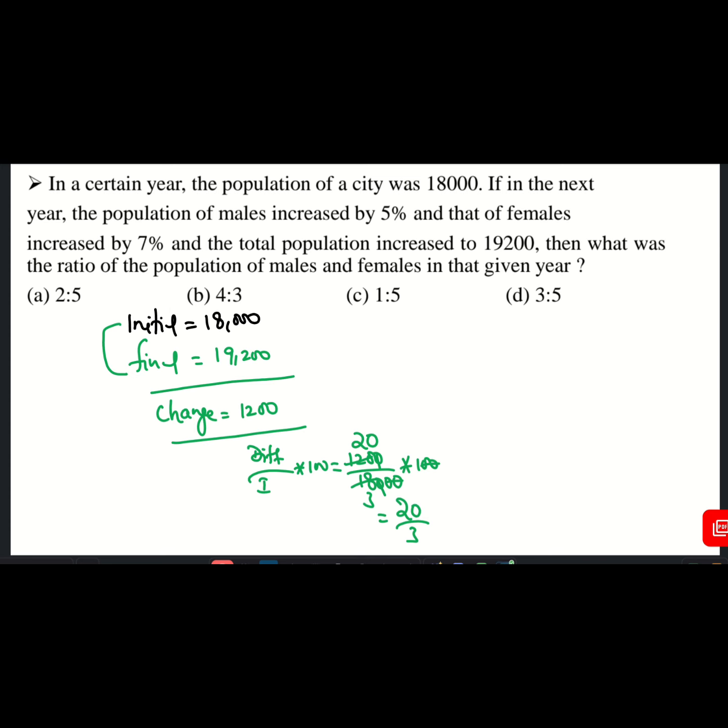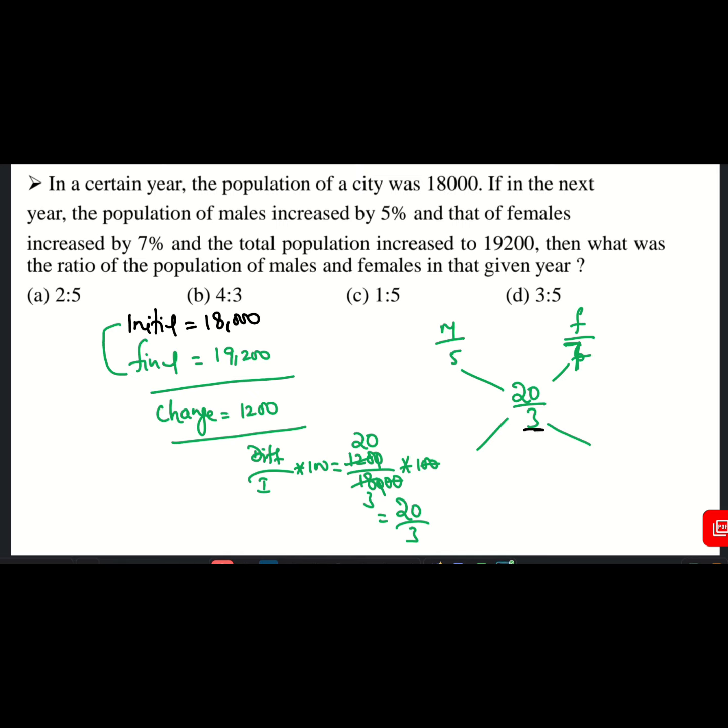For males the percentage increase is 5 percent, for females it is 7 percent, and the overall percentage is 20 by 3. This question has to be solved by the alligation mixture method, which is an easy method to find the answer. So male is 5 percent, female is 7 percent, and overall it increased by 20 by 3. Since we are getting the overall percentage in fractions, it will be difficult, so we need to convert the fractions to integers.